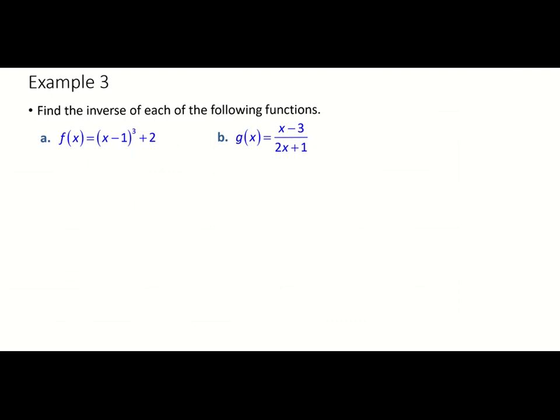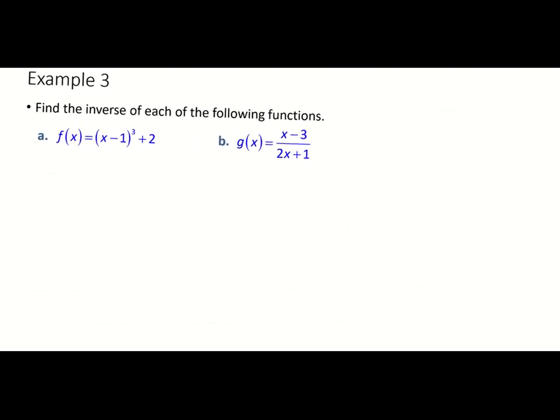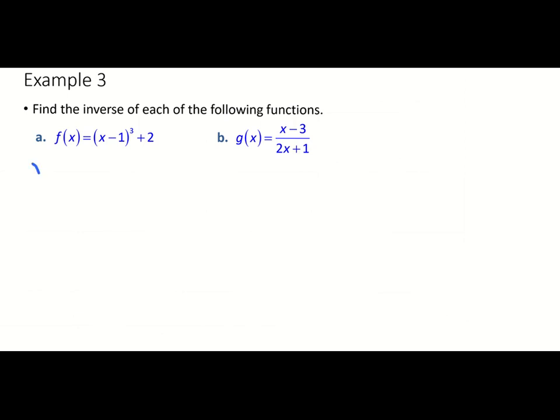All right, let's take a look at the last one. We're going to find the inverse of g of x equals x minus 3 over 2x plus 1. So first thing we're going to do, again, is replace the g of x with y. So I'm going to make it y equals x minus 3 over 2x plus 1. And then we're going to switch x and y. So now it's going to be x is equal to y minus 3 over 2y plus 1.